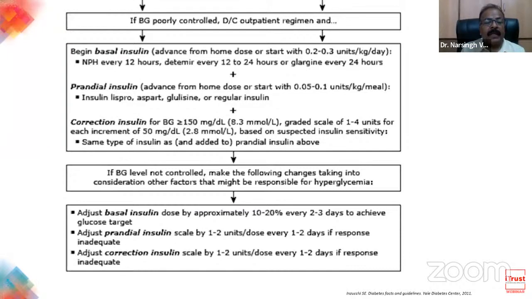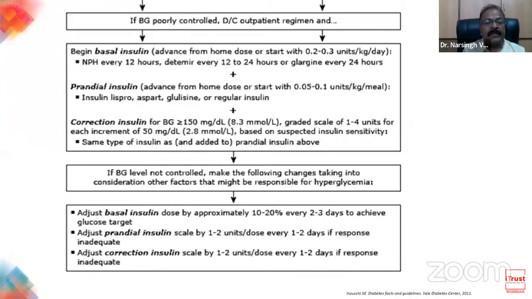Prandial insulin, advance from the home dose, or start with 0.05 to 0.1 unit per kg per meal. Insulin lispro, aspart, glulisine, or regular insulin, any of them can be given. We know that these ultra short-acting insulins give better control, and the chance of hypoglycemia is further reduced, but even regular insulin can be given.